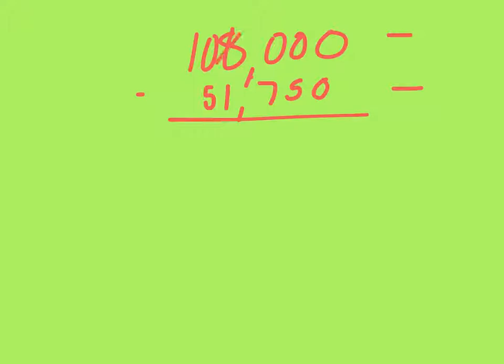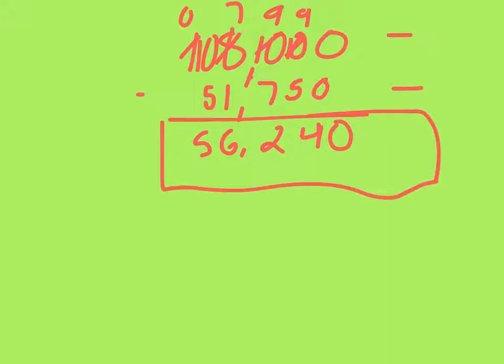So I need to find the difference. So I'm just going to subtract these numbers real quick. And I still do it the same way that I was taught way back when I learned how to subtract. So if this isn't your way, that's okay. 9 minus 5 is 4. 9 minus 7 is 2. 7 minus 1 is 6. I can't do 0 minus 5, so I'm going to borrow, and there we go. I get 56,240. So that's how much bigger Nevada is than Arkansas.